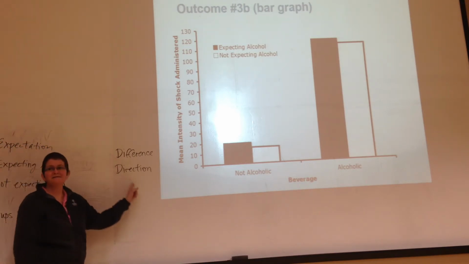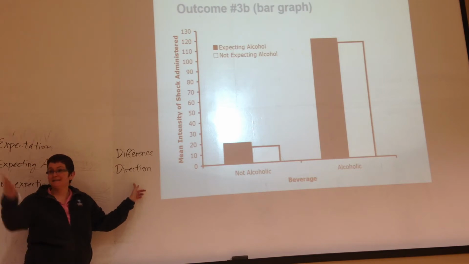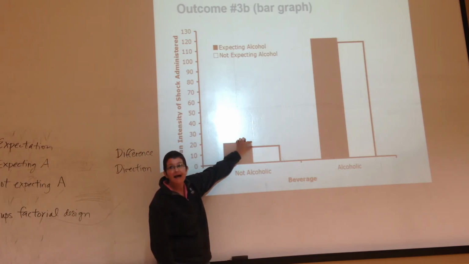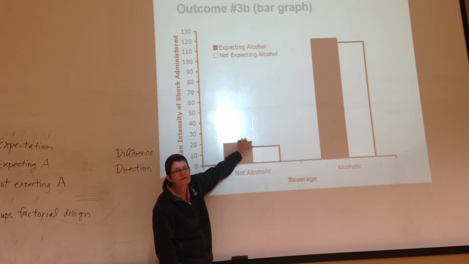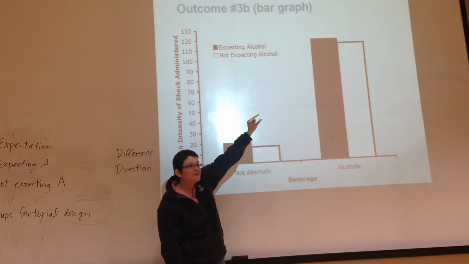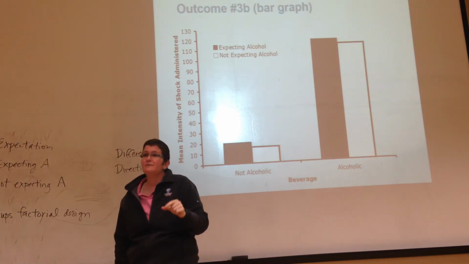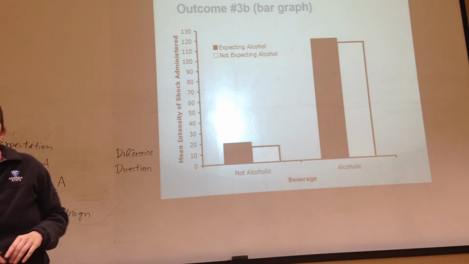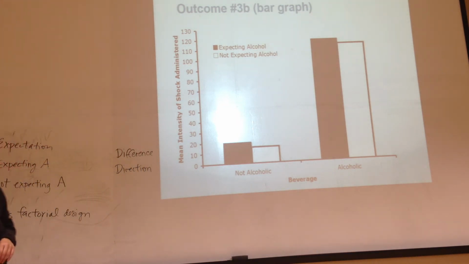The difference in the direction, right? Or distance and direction, that's fine too. Right, so here, black is a tiny smidge taller than white. Little tiny bit. And what's true up there? Black is a tiny smidge taller than white. Same difference, same direction, no interaction.